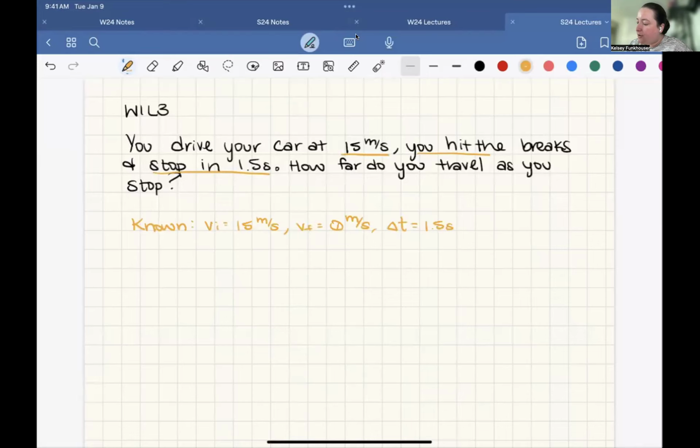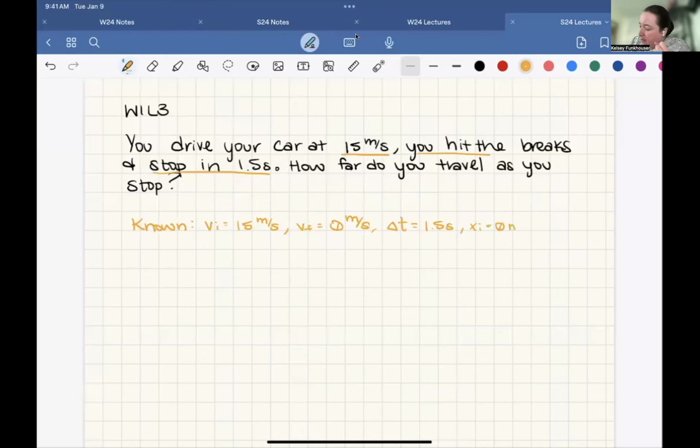And the question asks, how far do you travel as you stop? I'm going to define one more known just for right now. When we hit the brakes, because that is when time is 0, I'm also going to say that the initial position is 0 there.